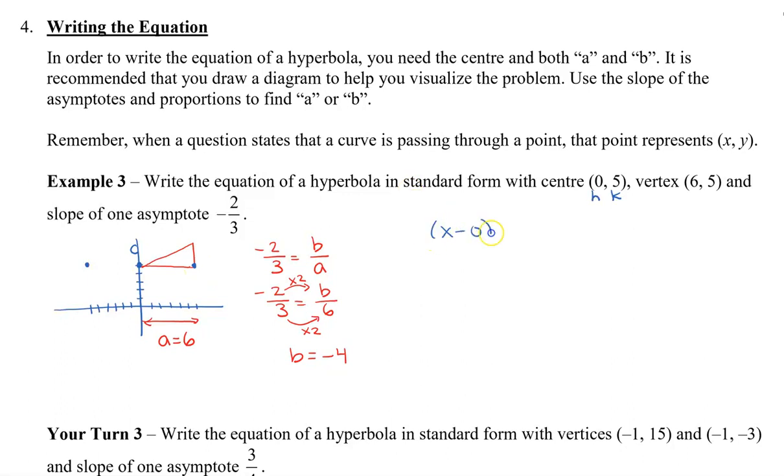So we have x minus 0 all squared divided by 6 squared plus y minus 5 all squared divided by 4 squared. Oh, and I made a mistake, which is a good mistake, because remember, it's a hyperbola. So remember, it has to be a minus sign in the middle. And that equals 1, because we notice that the hyperbola opens left and right, because the vertices are left and right of the center. So we have x squared over 36, and then minus y minus 5 all squared over 16, and that equals 1. So that's how you write the equation of a hyperbola.